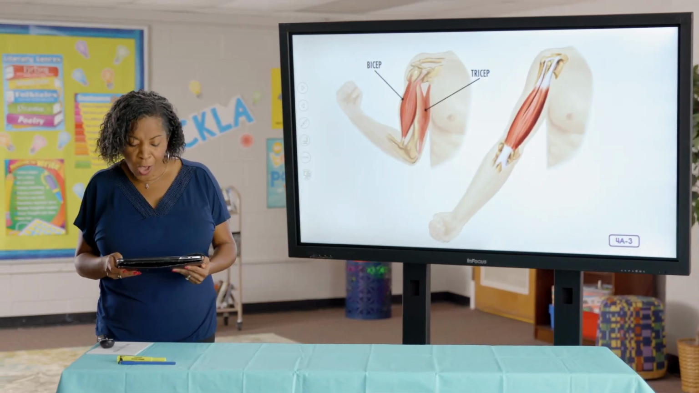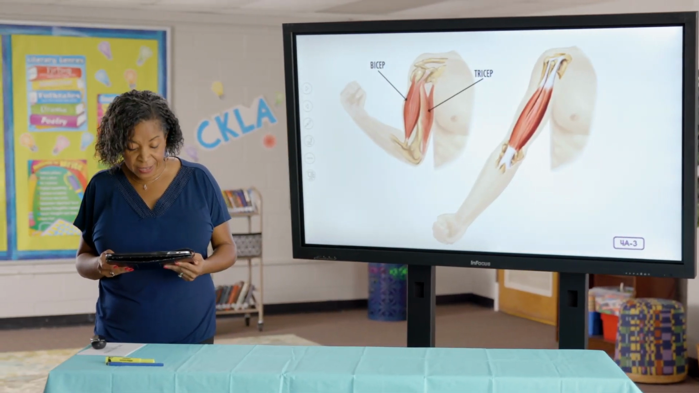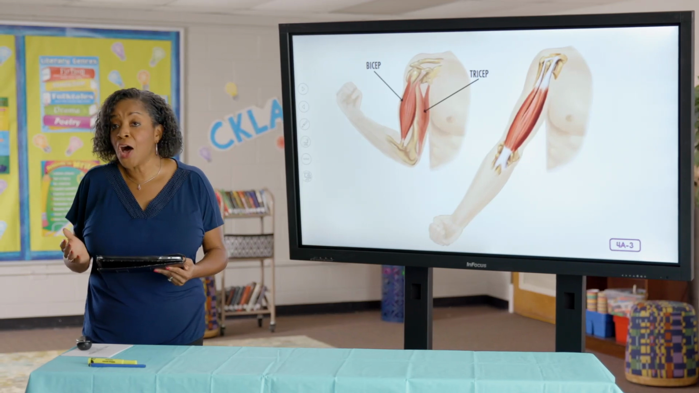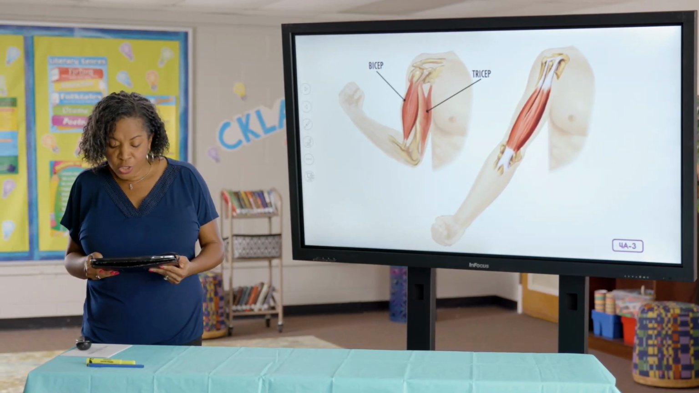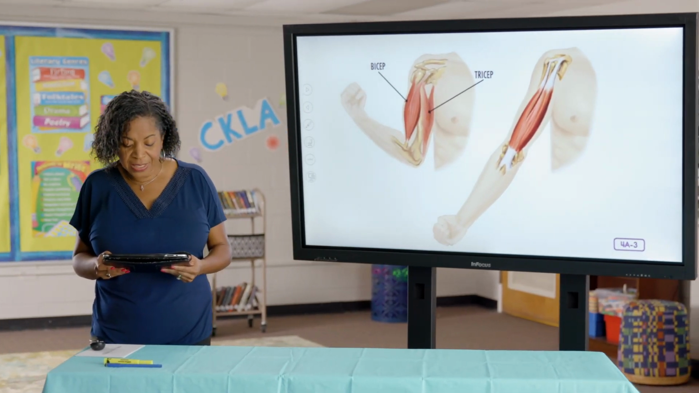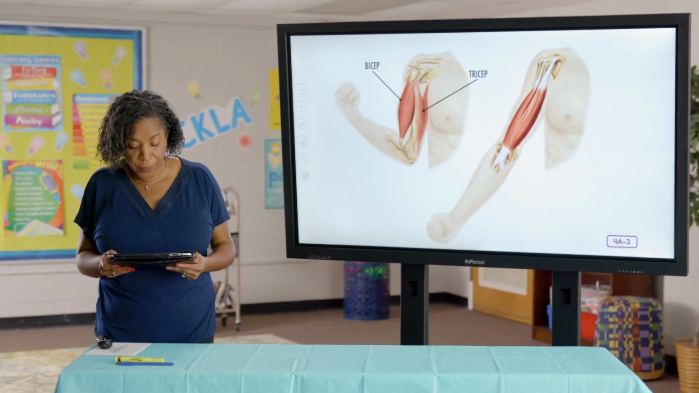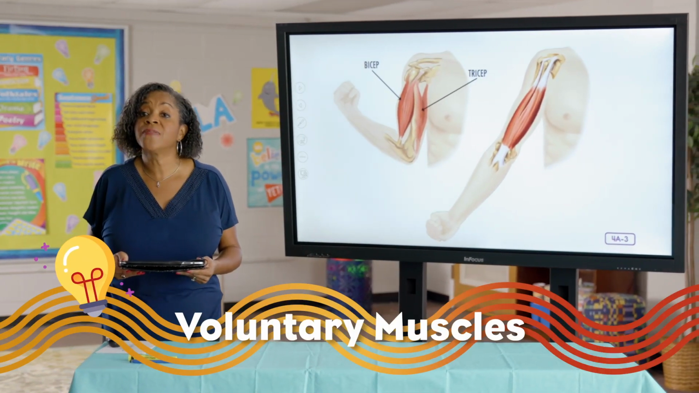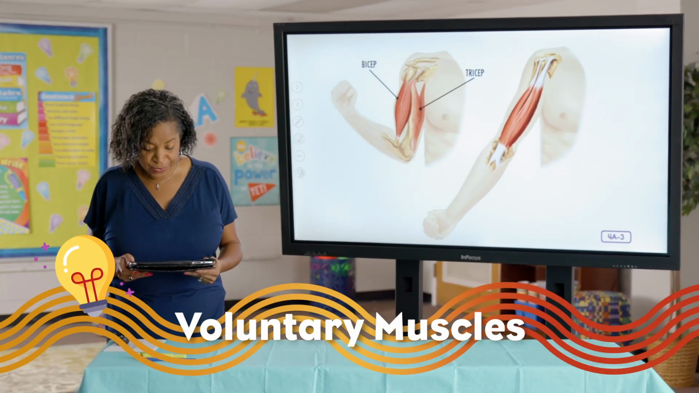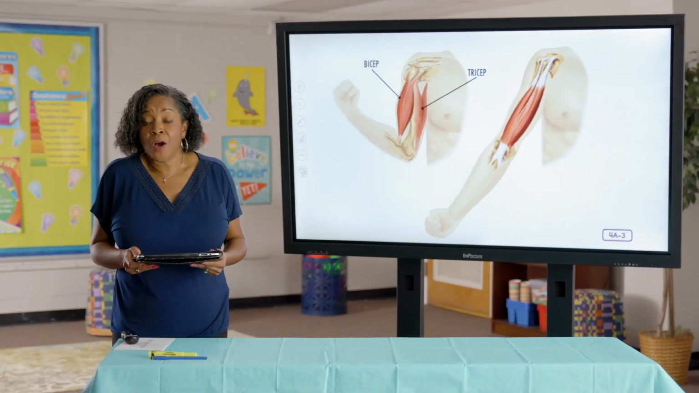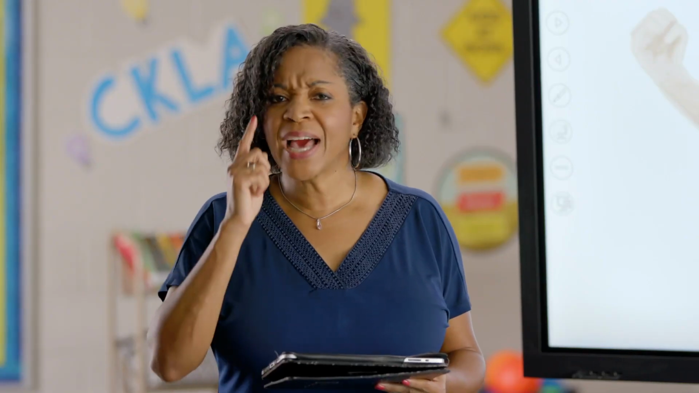Skeletal muscles come in all sorts of shapes and sizes, fat and skinny and long and circular. Because you control your skeletal muscles, deciding when and how you want to move your bones, they are called voluntary muscles. The movement does not happen automatically. You make a conscious decision to move the muscles attached to your bones.